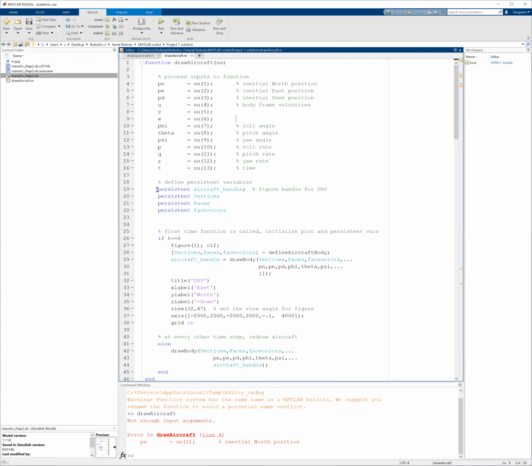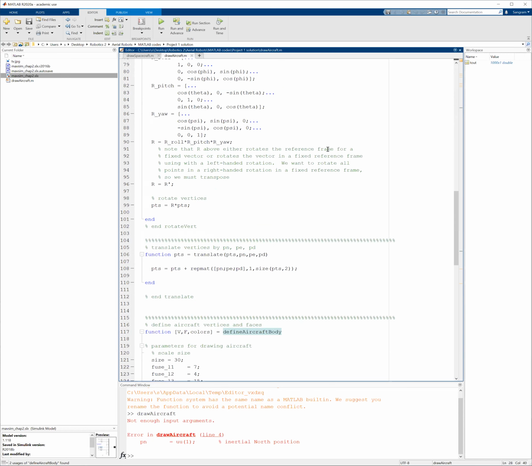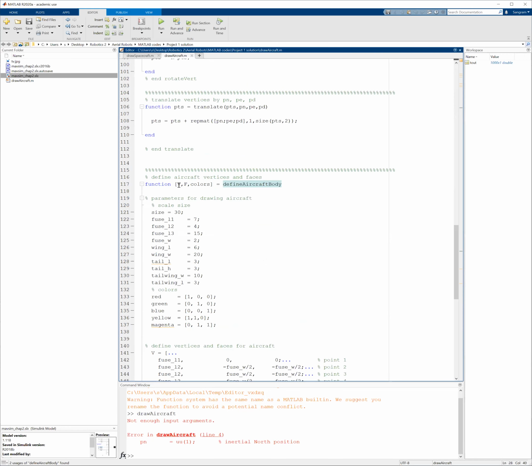Then we are describing persistent variables: aircraft handle, vertices, faces, and face colors. The first time the function is called, when time t is equal to 0, I create a figure. I clear the figure and then I supply vertices, faces, and face colors, which are defined by the define aircraft body function. This function consists of V, F, and C. Basically V is a set of vertices, F are the faces, and C are the colors.